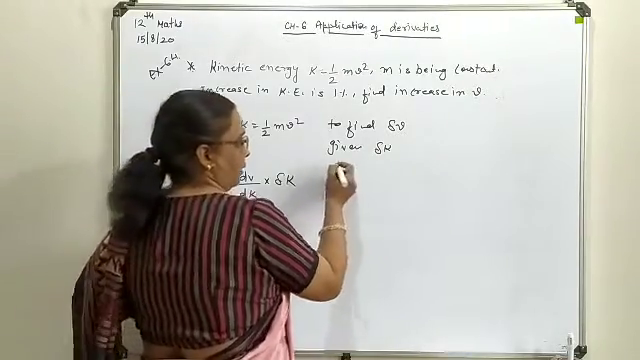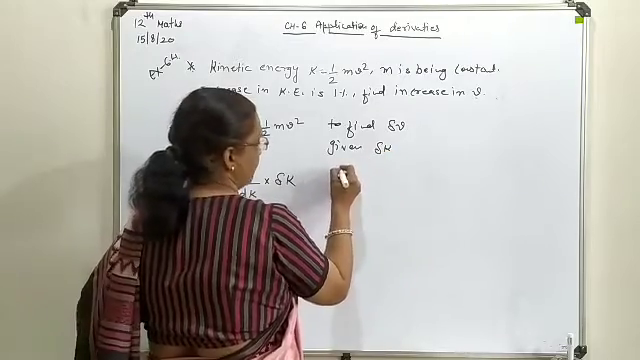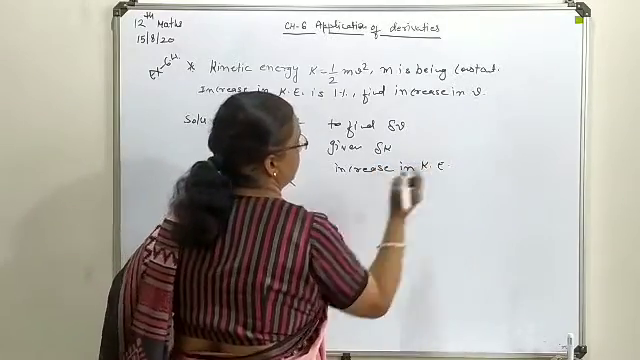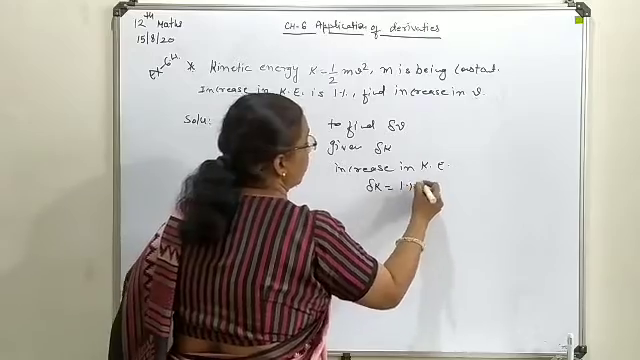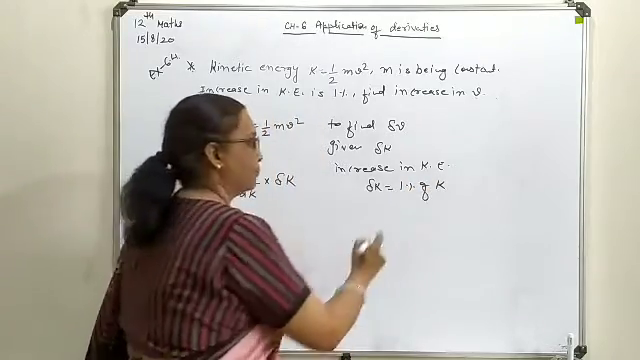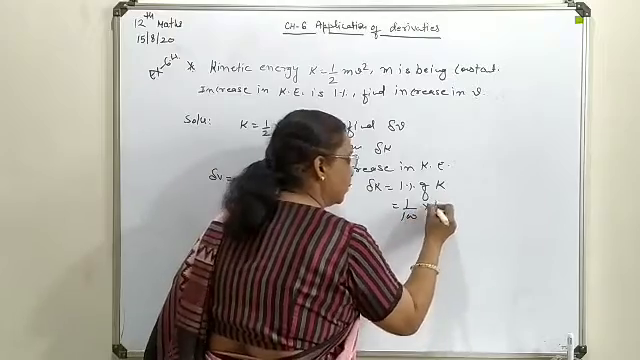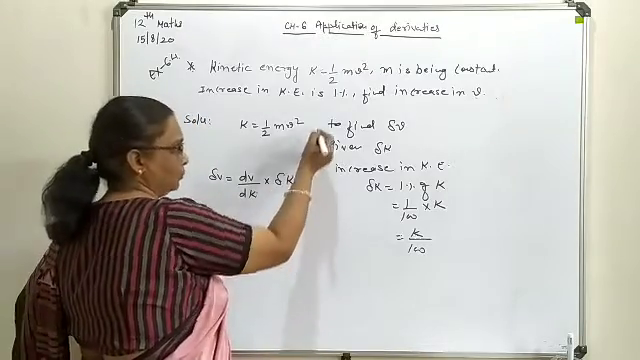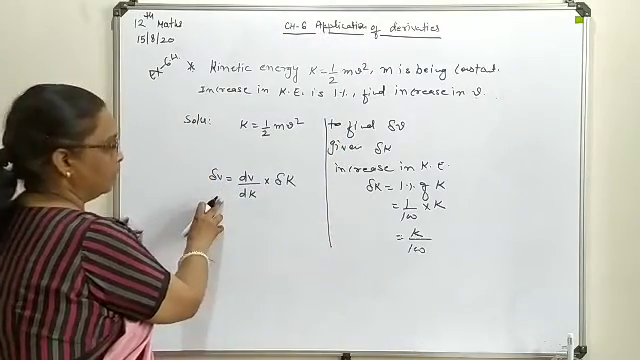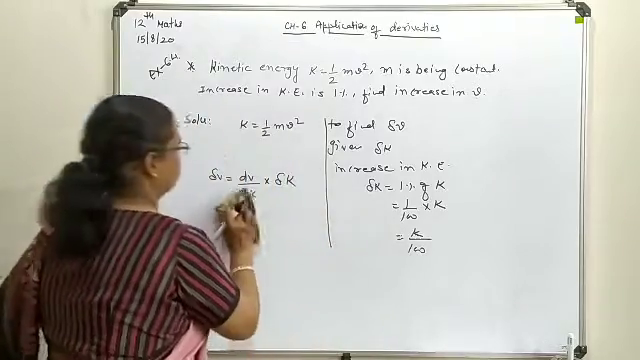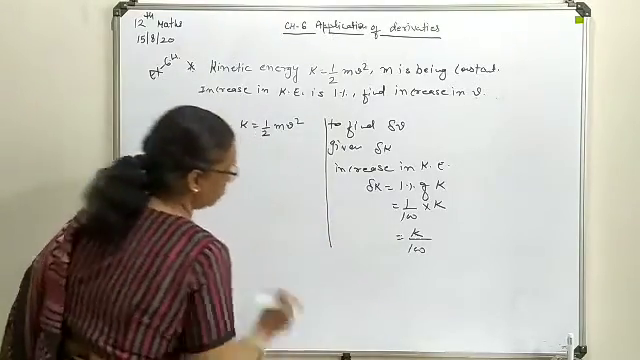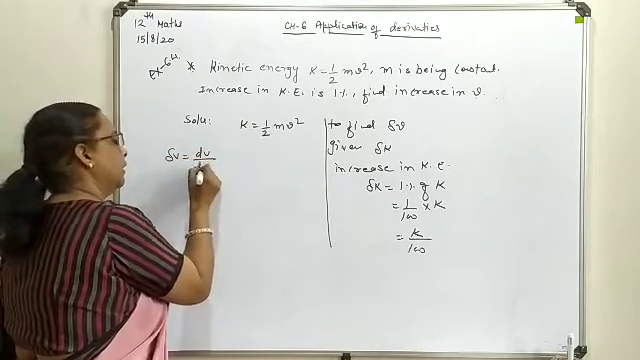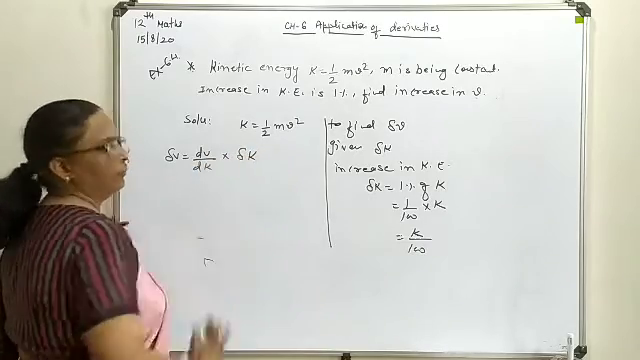Now for the given delta K, we write the increase in kinetic energy. Delta K is 1% of the basic K, so this is 1 by 100 into K, meaning K by 100. This is what is available to us. Now we come to the normal form that is required. Delta V is required, so dV by dK into delta K. This is the formula we will use.